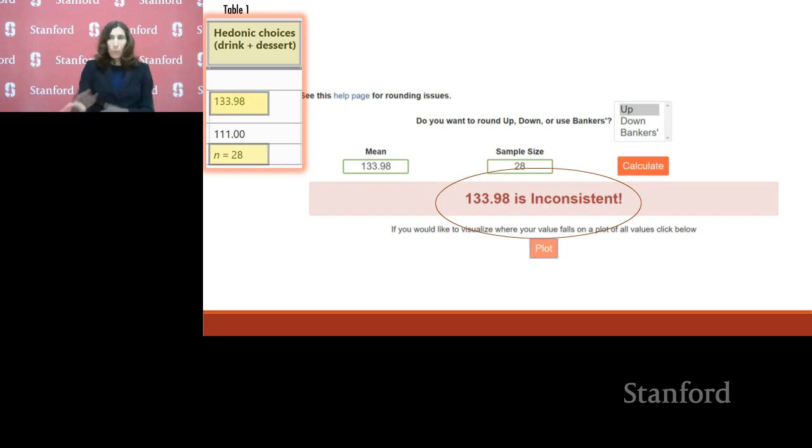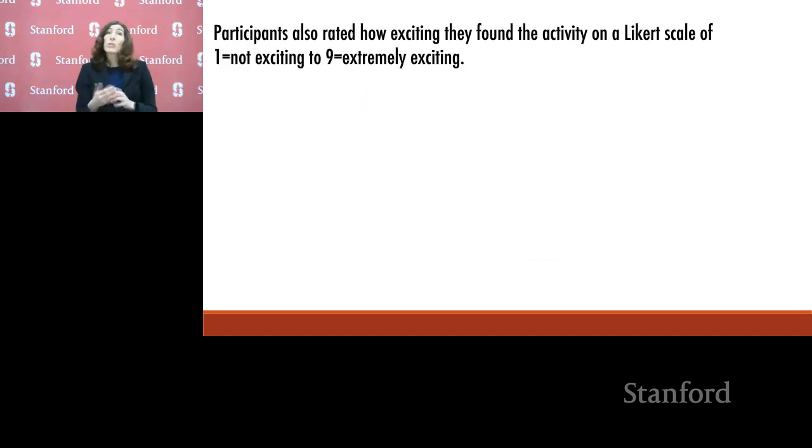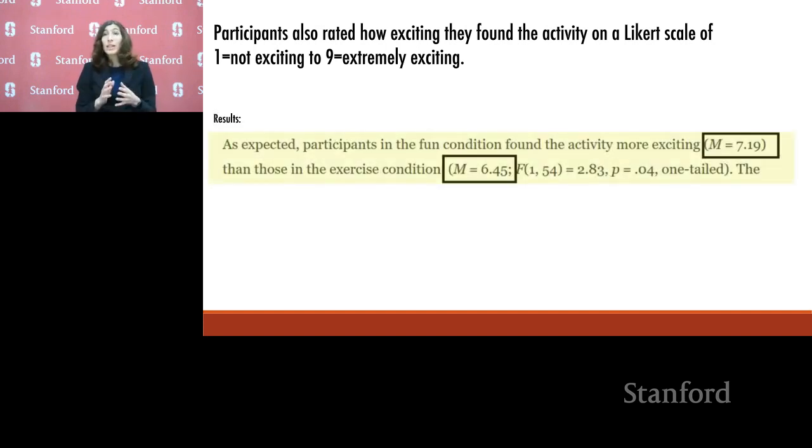So that's possible. However, remember, we've already looked at something in this paper that we know for sure was measured on an integer scale. The researchers asked the participants to rate how exciting they found the activity on a Likert scale from 1 to 9, and this is definitely integer values. The fun condition had a mean of 7.19, and the exercise condition had a mean of 6.45. And I can tell from the degrees of freedom in that F statistic that there was no missing data used in calculating those means. All 56 participants were used in that comparison, meaning all 28 per group were used in calculating those means.